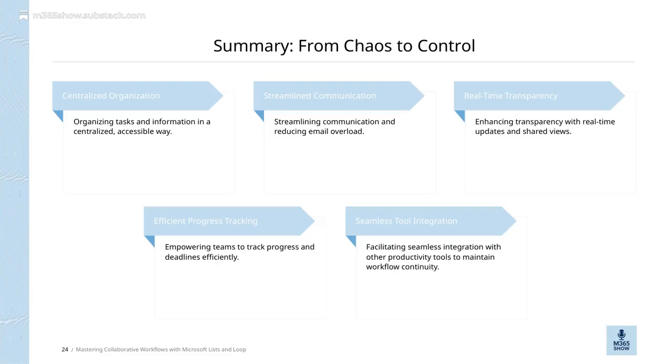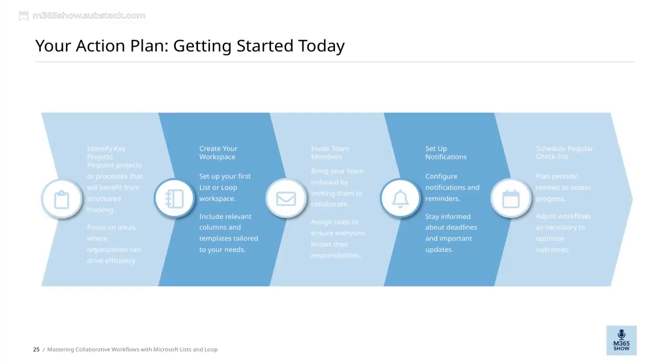Finally, organizing tasks and information in a centralized, accessible way ensures that everyone knows where to find what they need when they need it. This not only saves time but also keeps everything in one place, so nothing gets lost or overlooked. All of these points tie back to our overall goal, transforming chaos into control by mastering collaborative workflows. Now that we've outlined the key steps, let's talk about how to get started today. First, it's essential to plan for regular reviews to assess our progress.